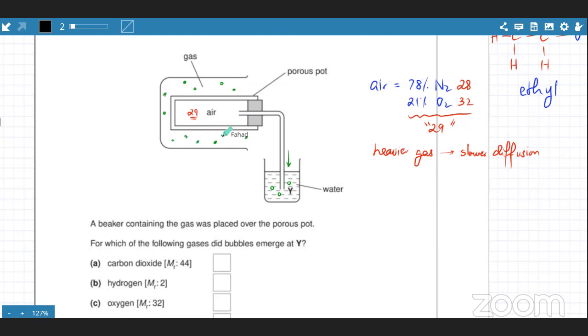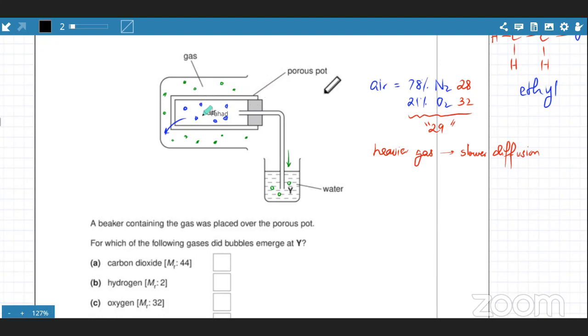So let's say these green gas particles are the ones that are outside the porous pot, and there's air particles inside the porous pot. Let's ignore 29 for a second. So in blue, you have these air particles that are inside. Now the particles that are inside are going to diffuse outside. They're going to travel outside. They're going to randomly move and they're going to escape this porous pot.